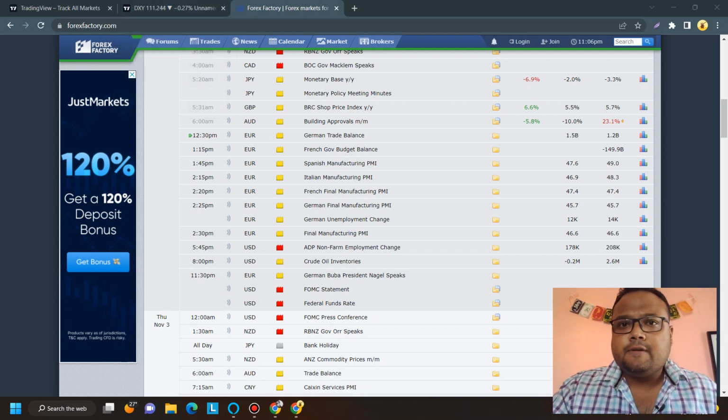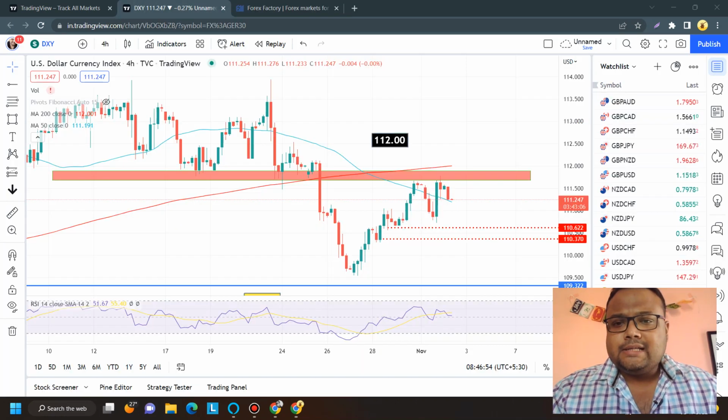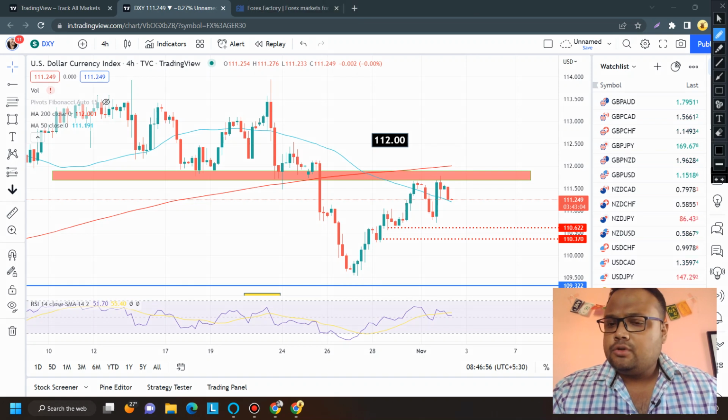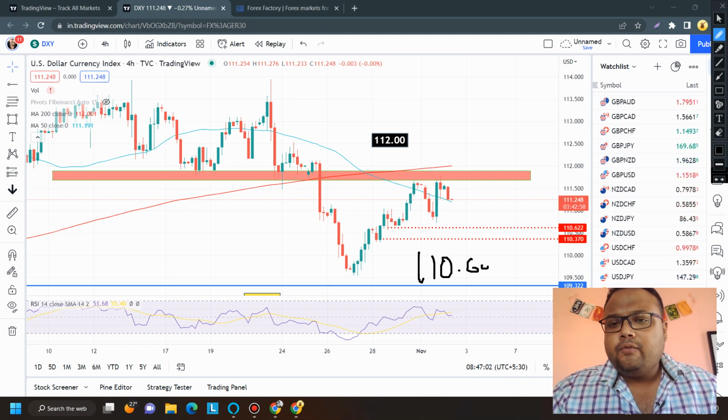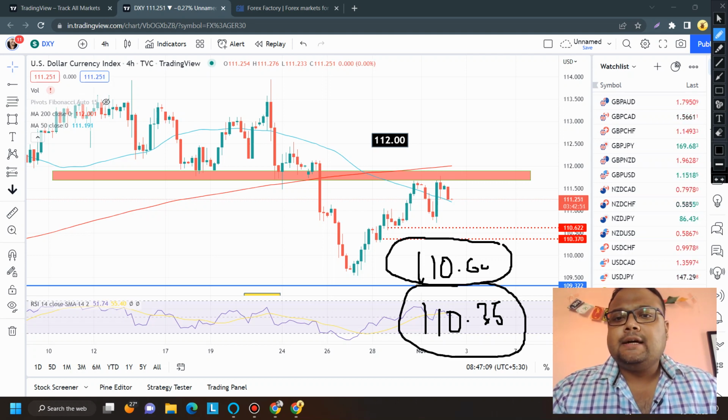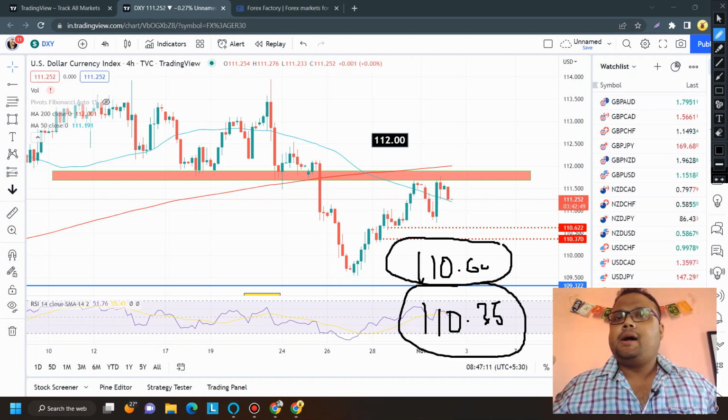be very dangerous. And in case DXY starts falling and shows a good amount of price rejection, then the first support will be 110.60, and then we have support around 110.35. These two are the support levels for the day. In case there is not a crazy fall in the market, then these two supports should work for DXY.